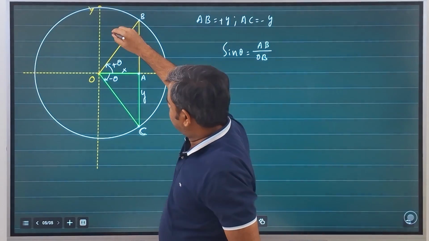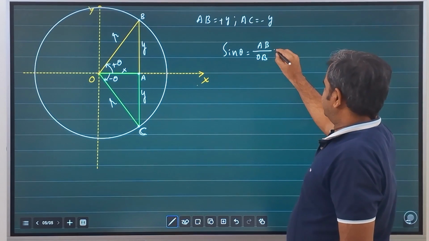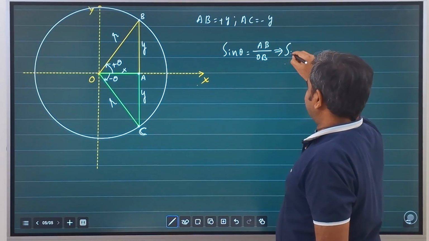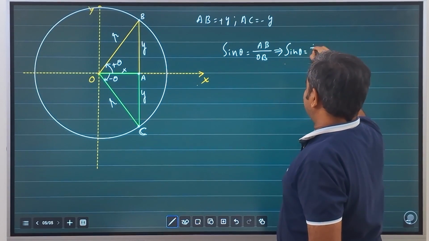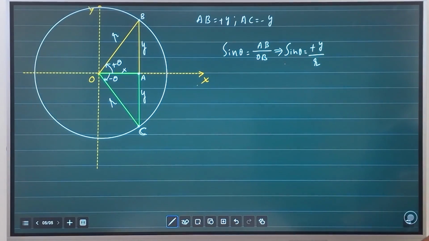This is R. This side is also R. So it means sine theta is equal to plus y by R. Look at the figure. Sine theta is plus y by R.